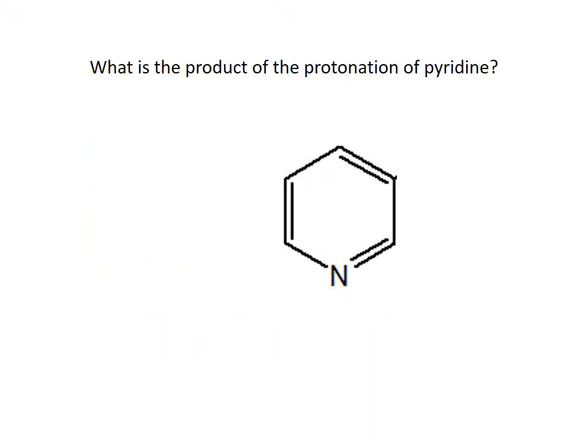What is the product of protonation of pyridine? This is pyridine. Well, if I protonate it, where is the proton going to add to? The non-bonding pair on the nitrogen. So if I protonate it, you get the hydrogen on the nitrogen and it has a positive charge. Notice there are 4 bonds on that nitrogen now.